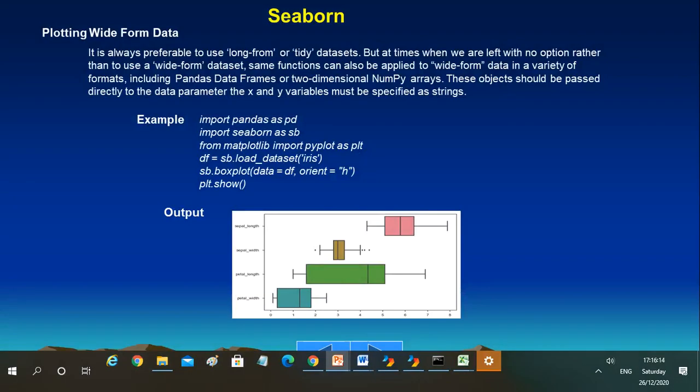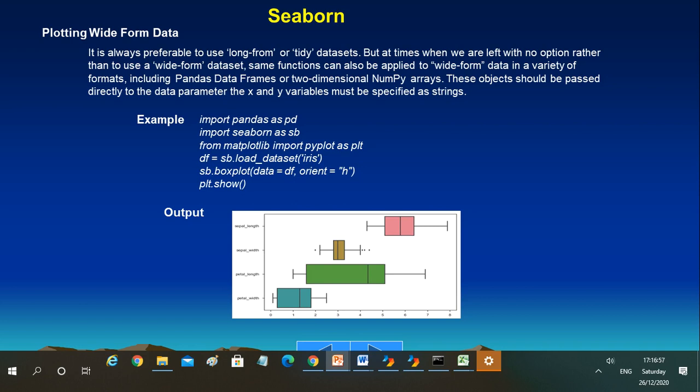Now plotting wide from data. It is always preferable to use a long form or a tidy data set, but when we are left with no option other than to use a wide form data set, the same functions can also be applied to wide form data in a variety of formats, including pandas data frames or two-dimensional NumPy arrays. These objects should be passed directly to the data parameter. The x and y variables must be specified as strings, and now the code could be written like this: import pandas as pd, import seaborn, matplotlib, data set is iris now, and boxplot, data is equal to df.